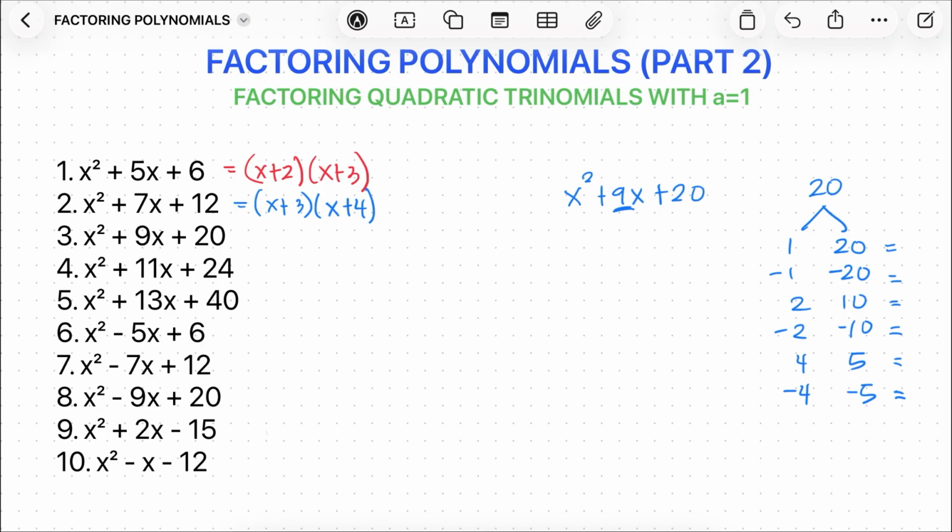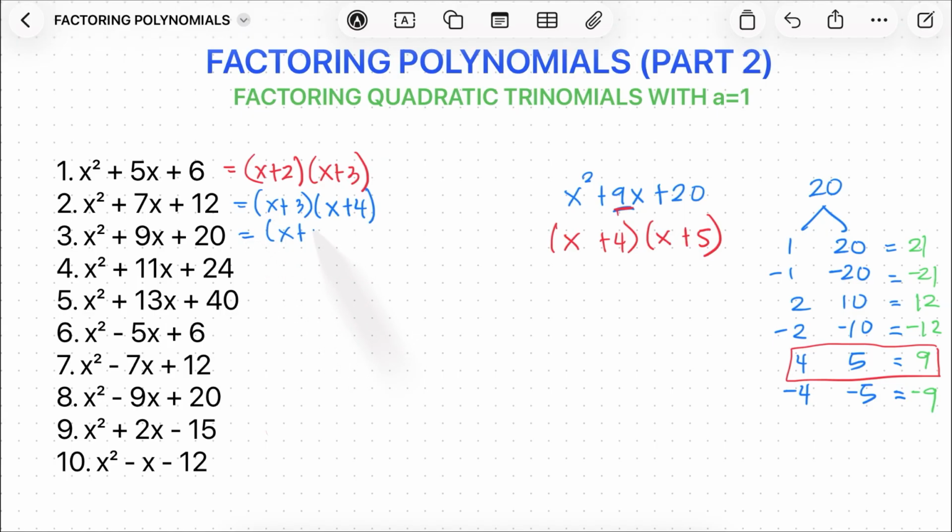So since 1 plus 20 is 21, negative 1 plus negative 20 is negative 21, 2 plus 10 is 12, negative 2 plus negative 10 is negative 12, 4 plus 5 is 9, negative 4 plus negative 5 is negative 9. So we are looking for positive 9. Therefore, we're going to take positive 4 and positive 5. So there you go. Those are the factors of x squared plus 9x plus 20.